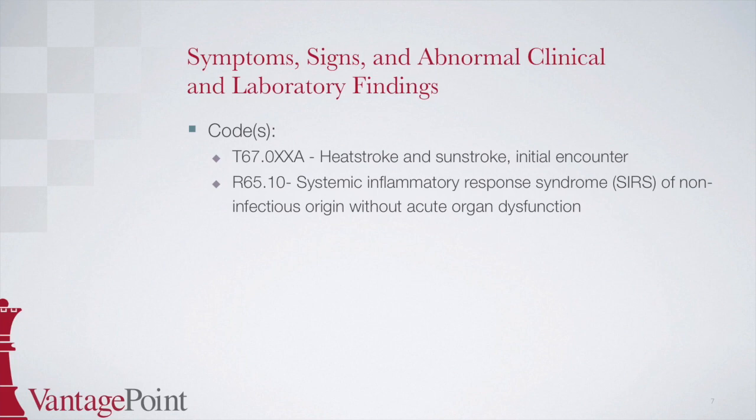this subcategory to obtain the appropriate code or by utilizing the alphabetic index. In the alphabetic index, you would start by going to syndrome, then Systemic Inflammatory Response, SIRS, of non-infectious origin without acute organ dysfunction, which points to R65.10, which you would then confirm in the tabular. There is another helpful note stating code first, underlying condition such as heat stroke. So we know that the heat stroke has to go first, followed by the SIRS code.